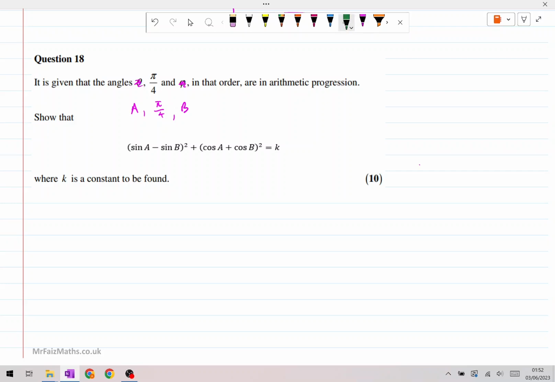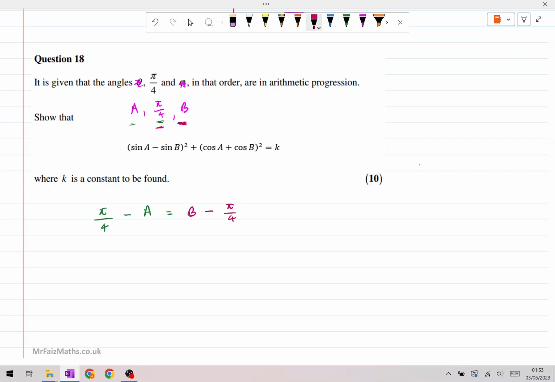So we'll first start with the fact that these three terms are in arithmetic progression. An arithmetic sequence is one where we start with some number and then add a constant term to get the next one. So the common difference. The way we find the common difference is we take the second term minus the first term. So we could say pi over 4 minus A will give us the common difference. But another way to get the common difference is to do the third term minus the second term. So this should be equal to B minus pi over 4.